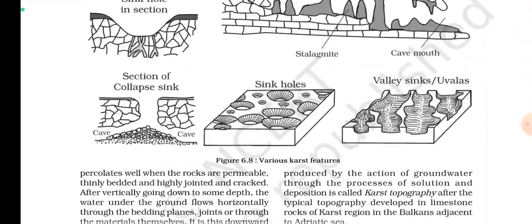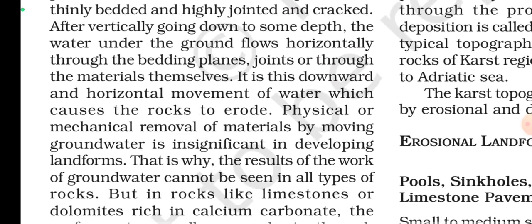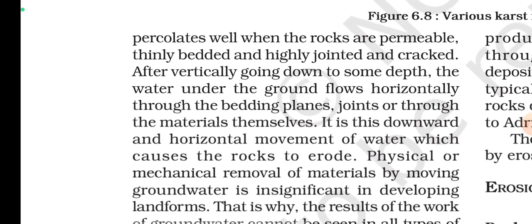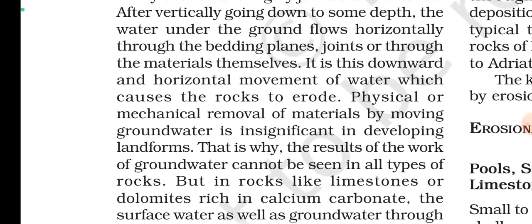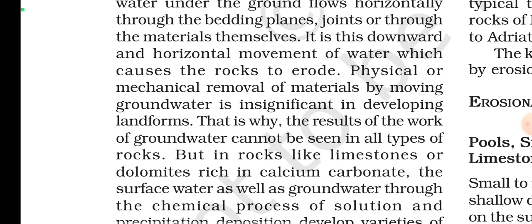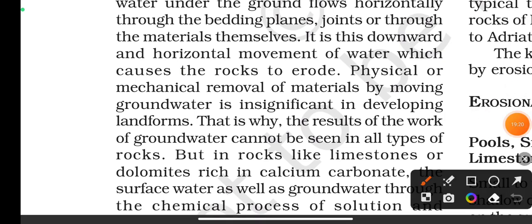The surface water percolates well when the rocks are permeable, thinly bedded and highly jointed and cracked. After vertically going down to some depth, the water under the ground flows horizontally through the bedding planes, joints or through the materials themselves. It is this downward and then horizontal movement of water which causes the rocks to erode.